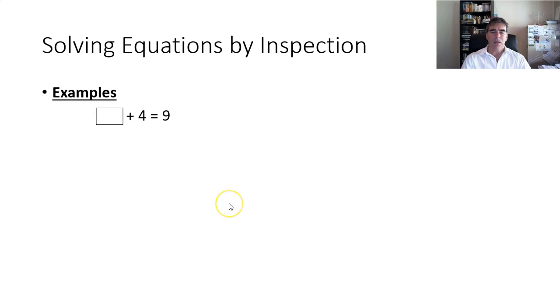So in primary school, you're probably used to looking at some equations like this. Fill in the missing number: something plus 4 equals 9. Well, we should know that that missing number is 5. So 5 plus 4 is 9. Or another example, something plus 2 equals 3. Well, we know that that missing number is 1. So 1 plus 2 equals 3.